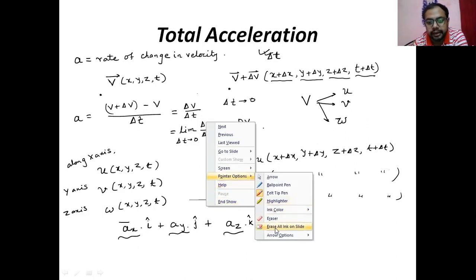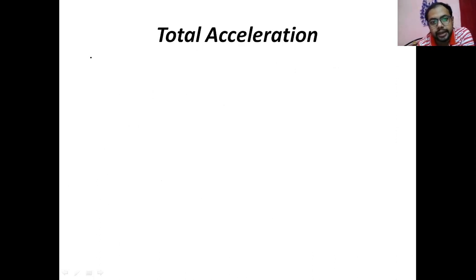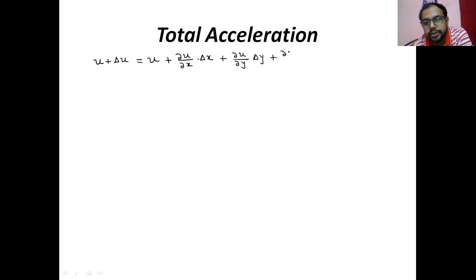Now we rewrite this portion again along the x-axis. Along the x-axis, the velocity changes to u plus delta u. We can write u plus delta u from the Taylor series expansion. As u is a function of x, we get del u by del x into dx. As u is a function of y, as u is a function of z, as u is a function of t, that is the first order term we are writing.